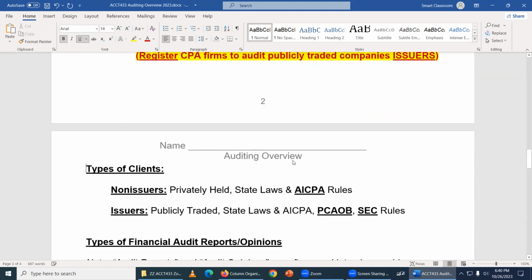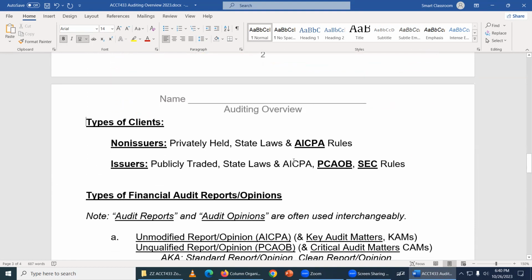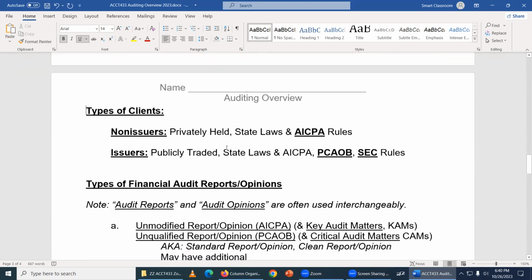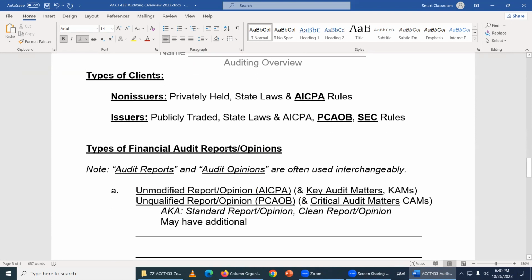Okay, here I have the issuers, non-issuer thing. I think there were only 2 pages. No, there are 4 pages of this. Never mind. Okay, types of clients.